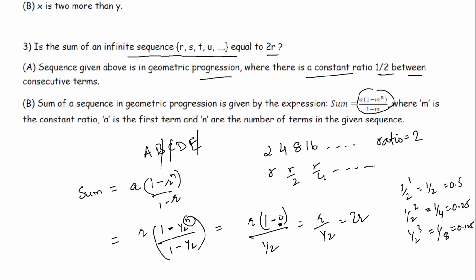Now the second statement. The sum of a sequence in geometric progression is given by this expression, where m is the constant ratio, a is the first term and n is the number of terms in the given sequence. Now see, like I said, this is advanced and a little bit technical. So you ought to know this formula. You ought to know how it goes about. Correct? And if you know this formula, then you can work it out.